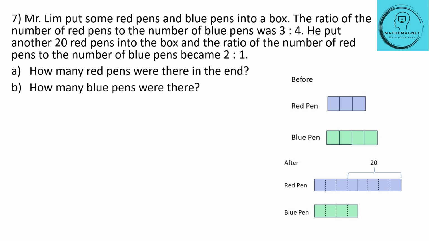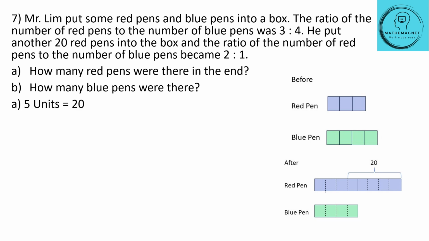I repeat, when 20 new red pens are added, the ratio becomes 2 is to 1, which means the number of red pens is twice the number of blue pens, and we know there is no change in blue pens here because only red pen is added. So the number of units of blue pens remains the same, but red pens become 2 times that much of blue pen. So instead of 3 units, it is supposed to have 8 units because 2 times 4 units becomes 8 units. Now this additional 5 units is equivalent to the number of pens Mr. Lim added. So that is 5 units will be equal to 20.